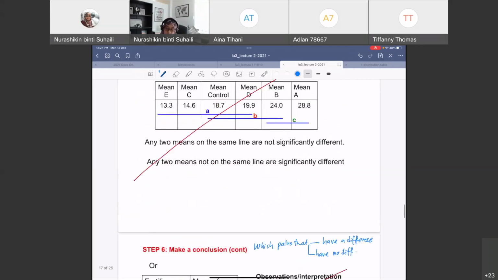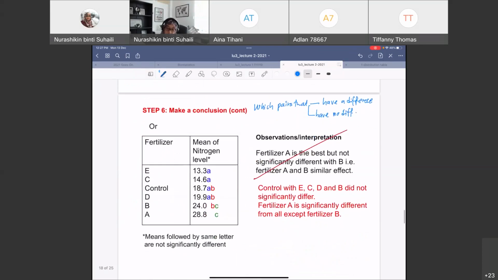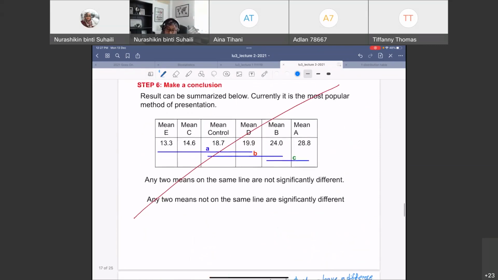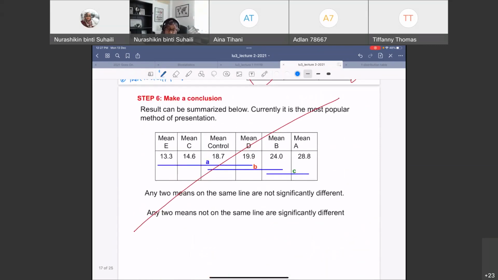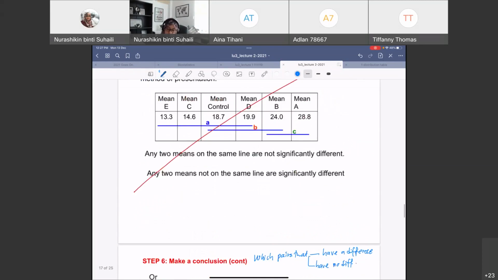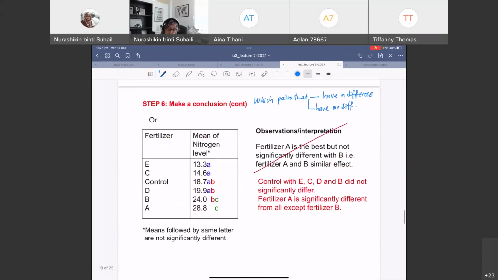Okay, so you follow my style for it. You don't have to. Here it is a bit confusing, you need to arrange it more. But if, let's say, you want to put it in a table, this is how the statisticians normally present the data.